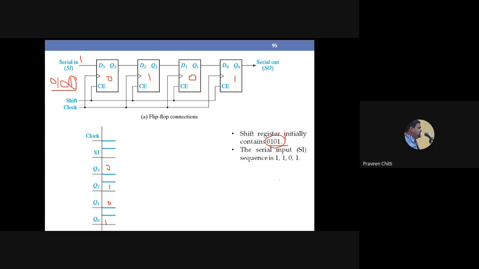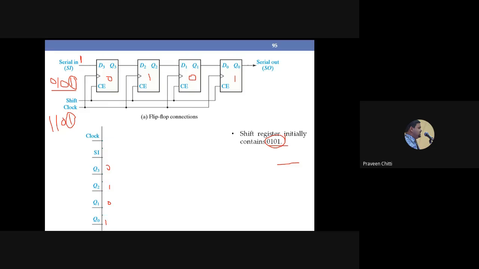You can take the initial value as anything: all 0s, all 1s, or any value. But now what they have told is that initially it is 0, 1, 0, 1, and now you have to load 1, 1, 0, 1. The new value that you have to store into it is 1, 1, 0, 1. So how can you do this? First take this 1 and give it as an input here, and then apply the clock.